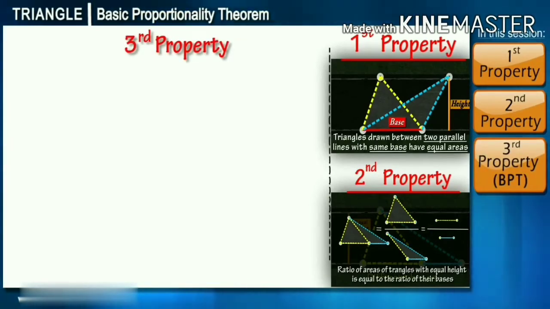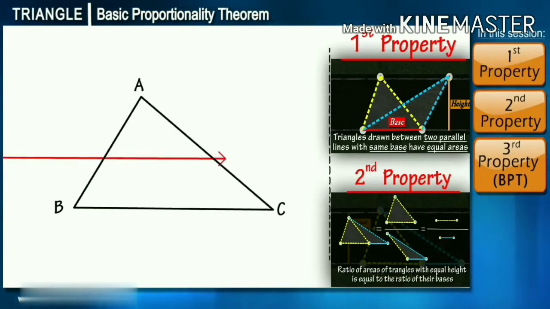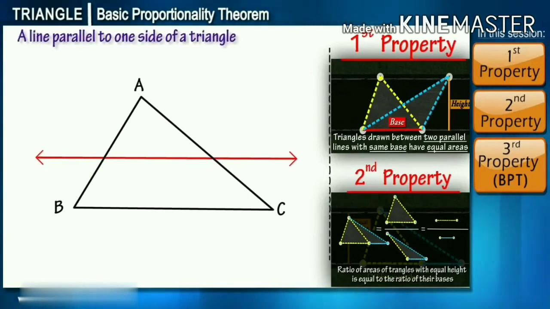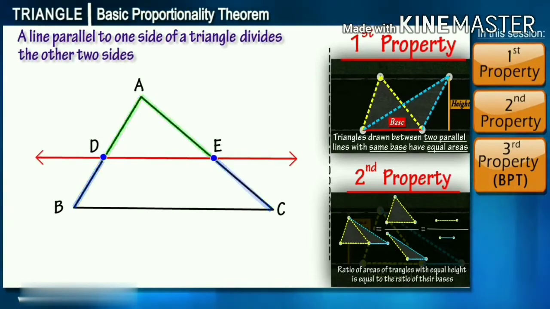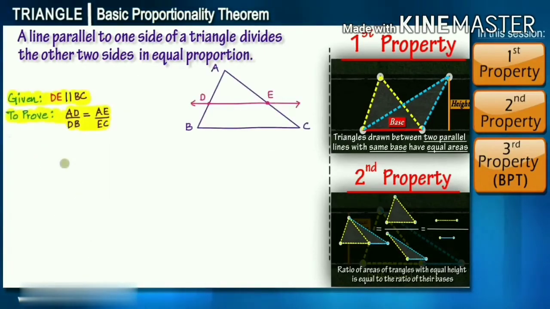The third property is, if a straight line is drawn parallel to a side of a triangle, then it divides the other 2 sides proportionally. DE is the line parallel and the proportional sides are AD by DB is equal to AE by EC. We can prove this statement by using two properties that we have learned earlier. This can be done in 3 steps.